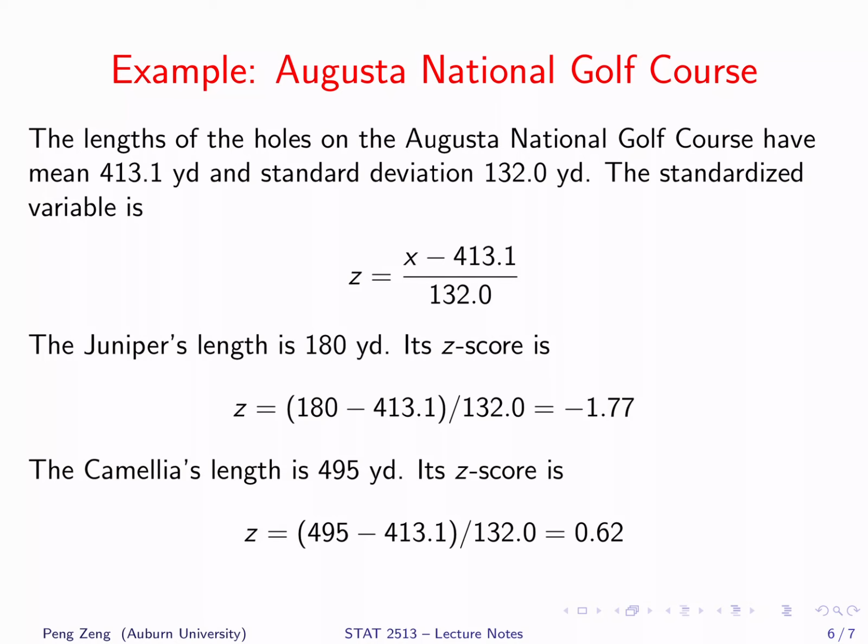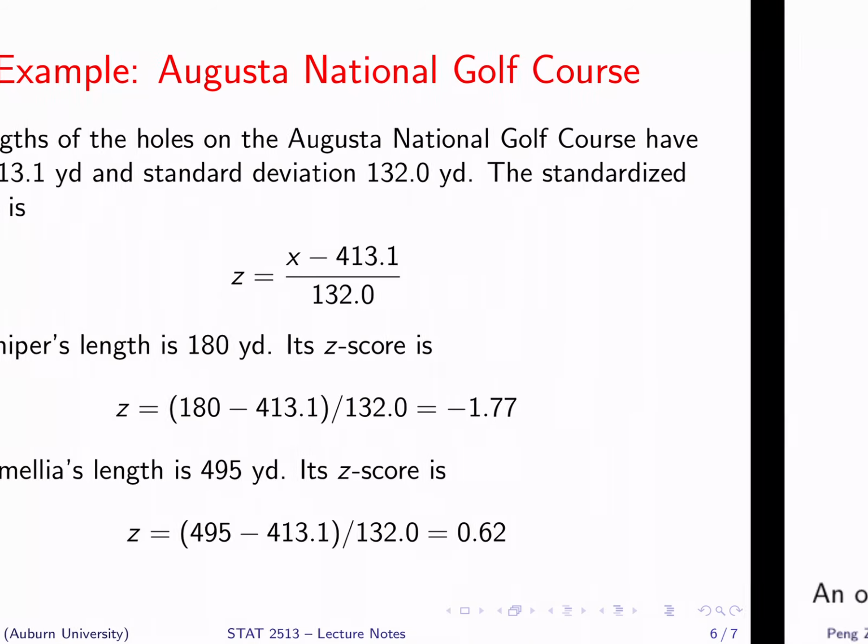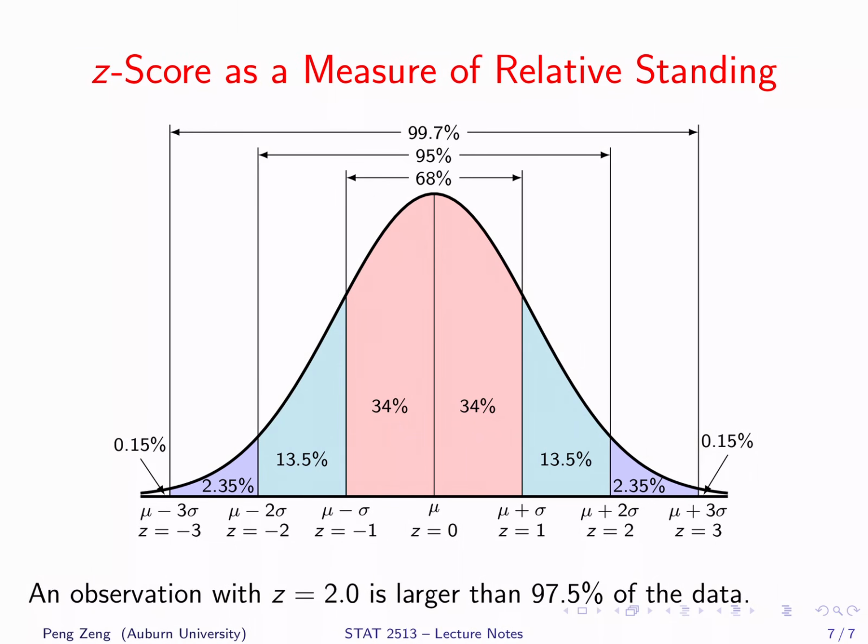A z-score reflects the relative standing of one observation in a dataset. What does it mean? Recall the empirical rule. 68% of observations are within one standard deviation of mean. The two endpoints of this interval are mu minus sigma and mu plus sigma. If we calculate the standardized variable for these two values, we get -1 and +1.